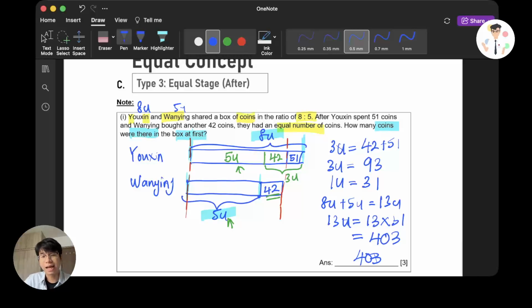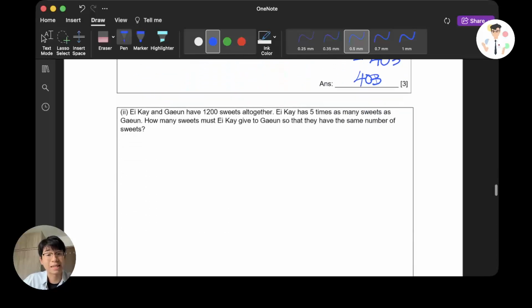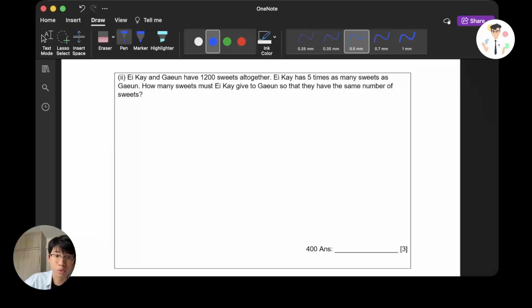Okay, so I hope you get the idea here. Basically, at first they're different, then they make some changes, either spend or buy extra, then they have an equal number of coins. So it's a very similar drawing to what we did in type 2, but this round the equal stage is at the end. Now this is a very standard question about equal stage after. Of course, we have some simpler questions, as you can see from example number 2 here.